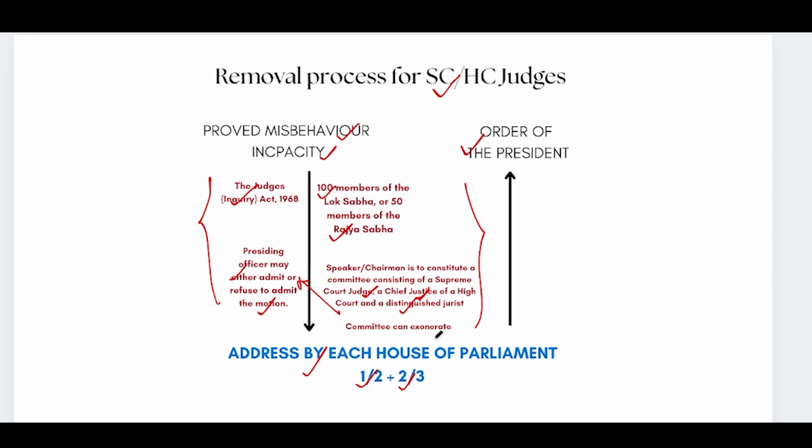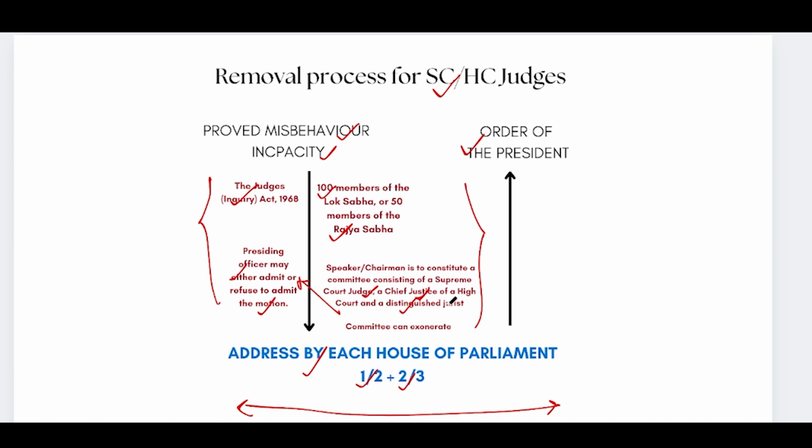Now, if the committee says that no proof or evidence was found for misbehavior and incapacity, then the resolution cannot go ahead. However, if the committee believes that there are substantial grounds of proven misbehavior and incapacity, then the address will be presented to that house. And if that is passed by a majority of 2/3 and half, then it will go to the second house, where again the address has to be passed by the same majority, and all of this procedure has to be completed within one session of the house.